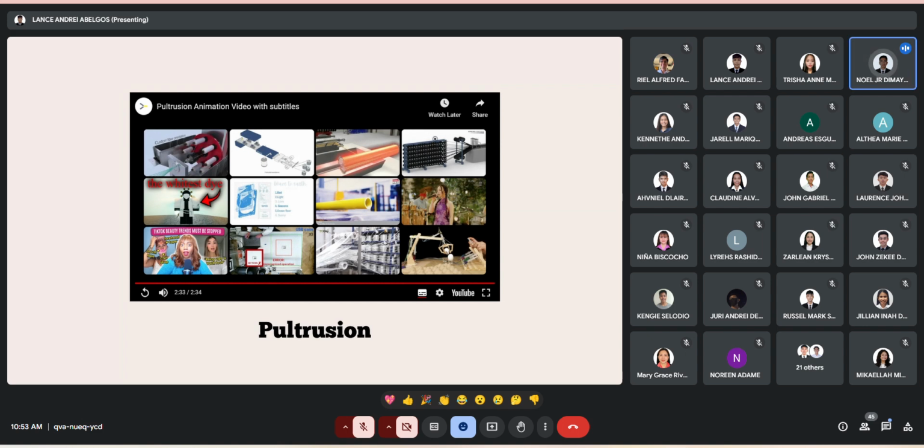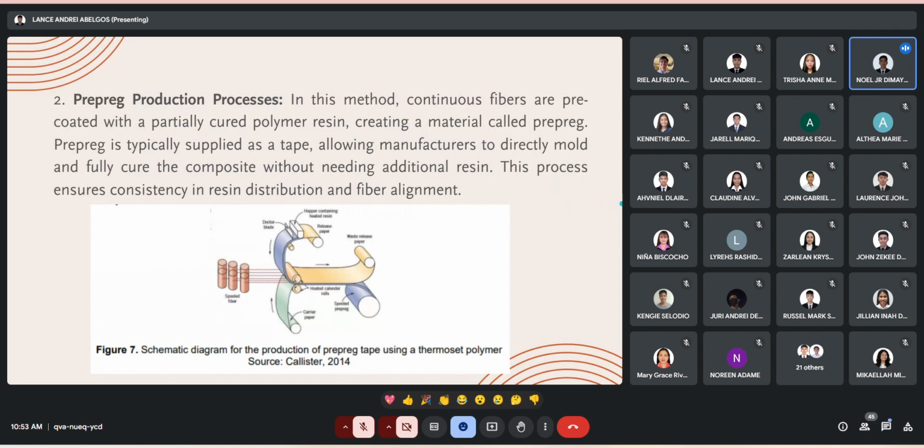So, yun po yung pultrusion method. And next one is the prepreg production process. In this method, continuous fibers are pre-coated with partially cured polymer resin, creating a material called prepreg. Prepreg is typically supplied as a tape, allowing manufacturers to directly mold and fully cure the composite without needing additional resin. This process ensures consistency in resin distribution and fiber alignment. And here is the schematic diagram of the prepreg.